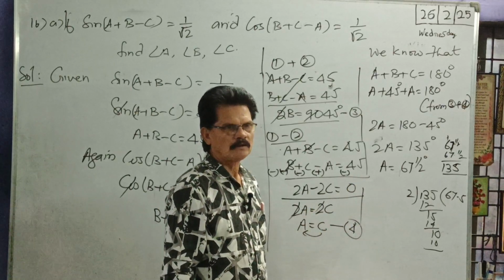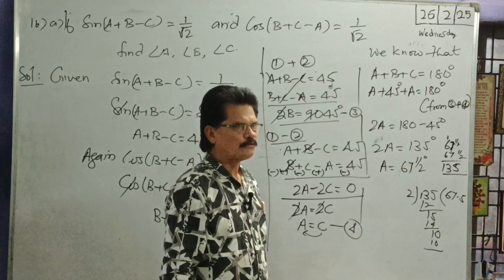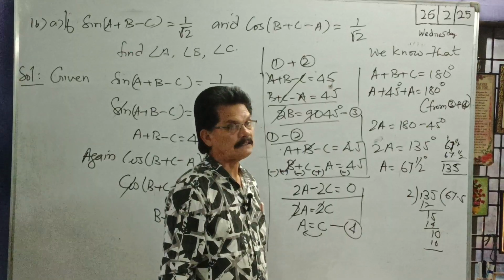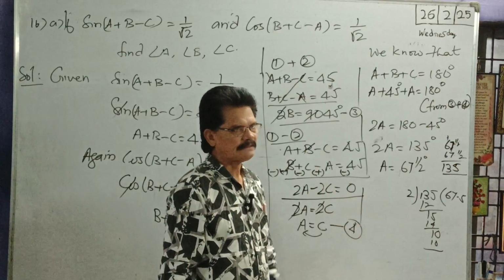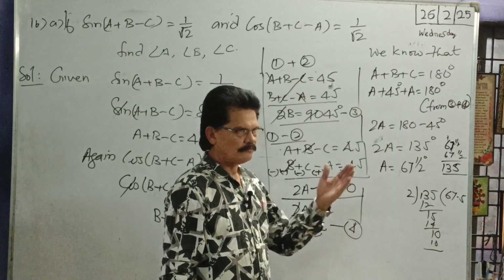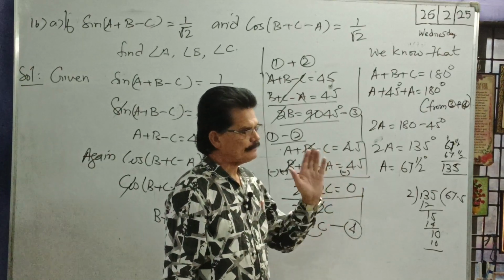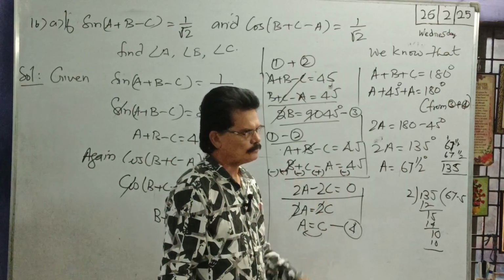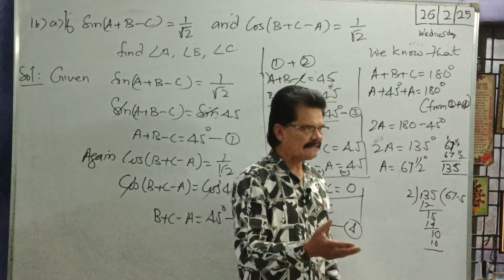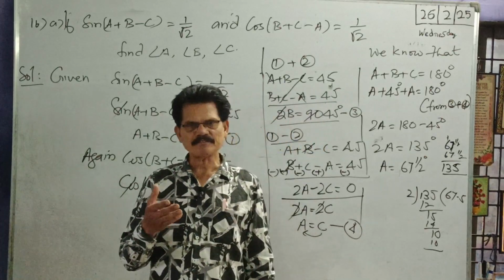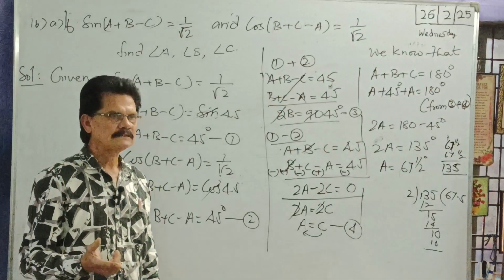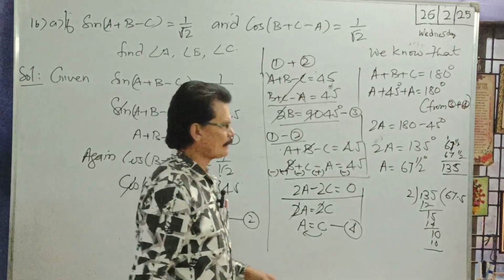0.5 can be written as half. 0.25 can be written as 1 by 4. 0.75 can be written as 3 by 4. And 0.50 can be written as 1 by 2. Please remember: 0.25 is 1 by 4, 0.50 is 1 by 2, 0.75 is 3 by 4.